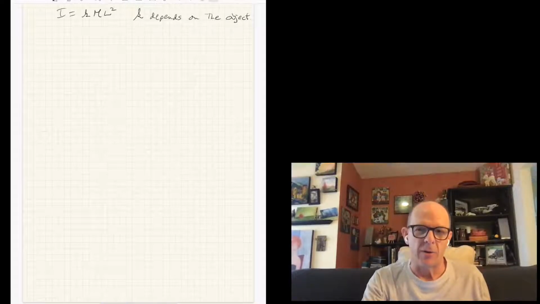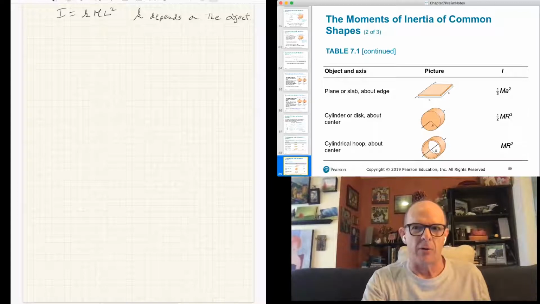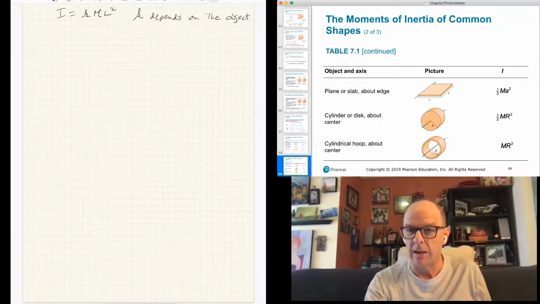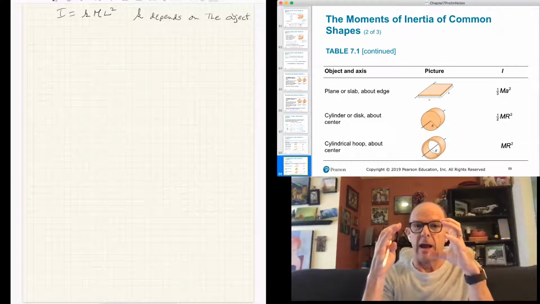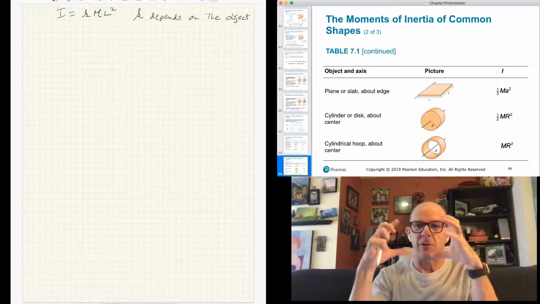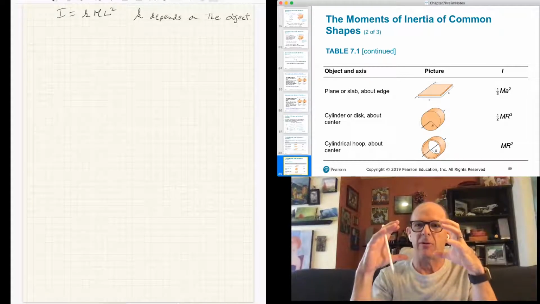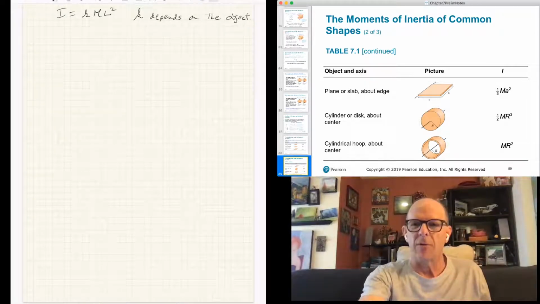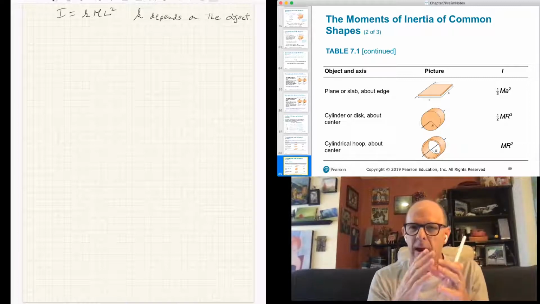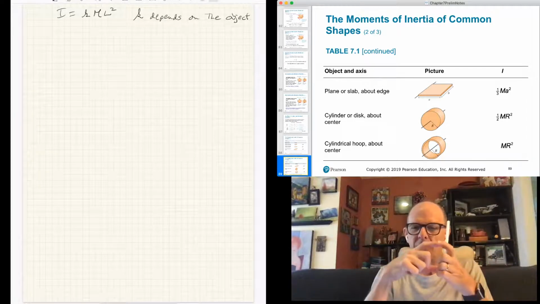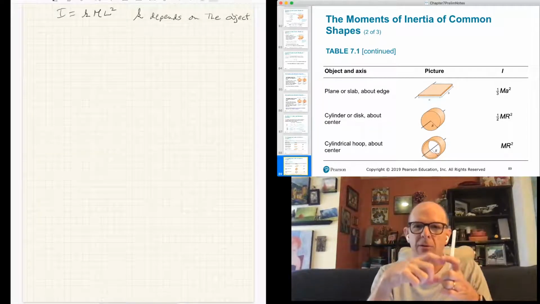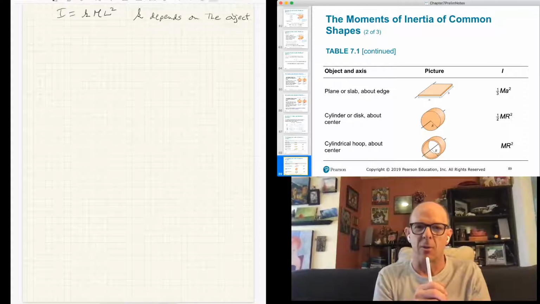But if I have a hollow cylinder, it's mr squared without the half. In other words, it's a bigger moment of inertia. Why? Because the mass, on average, is farther away from the axis. All the mass is as far away from the axis as it can possibly be, whereas for the filled cylinder, some of the mass is actually close to the axis. So its R is not the full radius of the cylinder, but a smaller value. And so that contributes to lowering the overall moment of inertia.